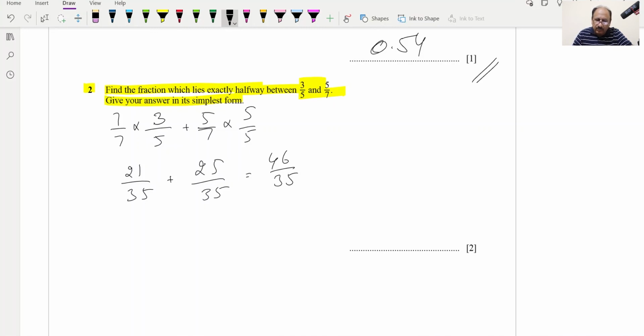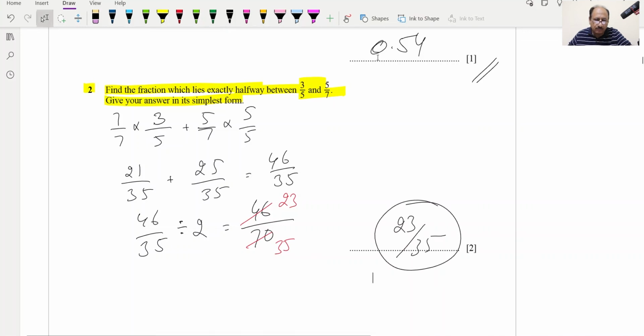Now we have to divide it by 2 to get the middle point. So 46 over 35 divided by 2 is equal to 46 over 70, and further we can cancel. The simplified answer: 2 into 46 is 23 and 2 into 70 is 35, so we can write it as 23 over 35. 23 over 35 will be the final answer.